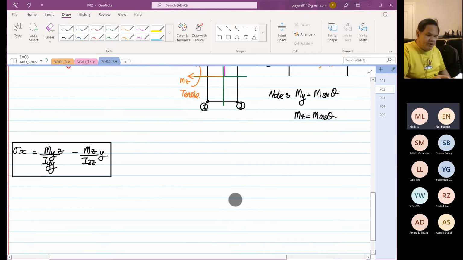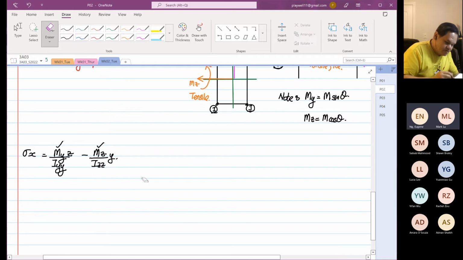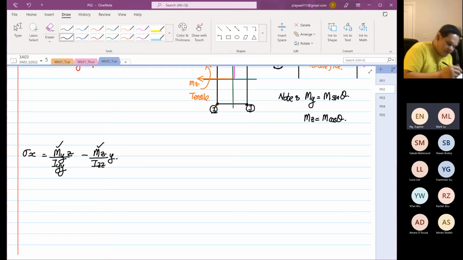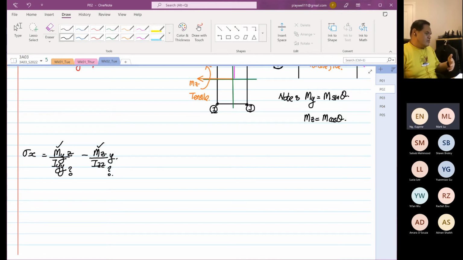So I already wrote down how you calculate My and Mz. Those are the easy ones. The next section where mistakes are usually made is what we mean by Iyy and what we mean by Izz. Most of the time, we tend to make the mistake calculating what our Iyy and our Izz are.